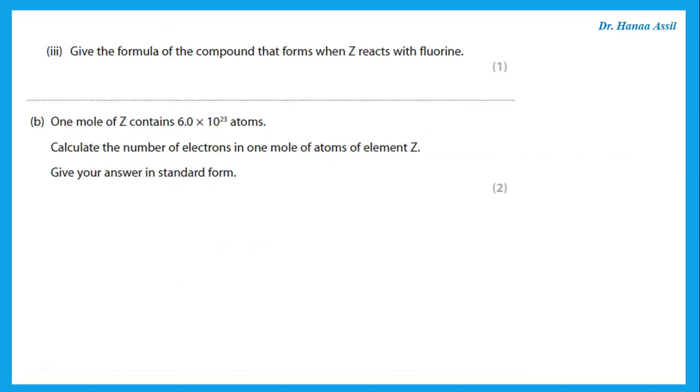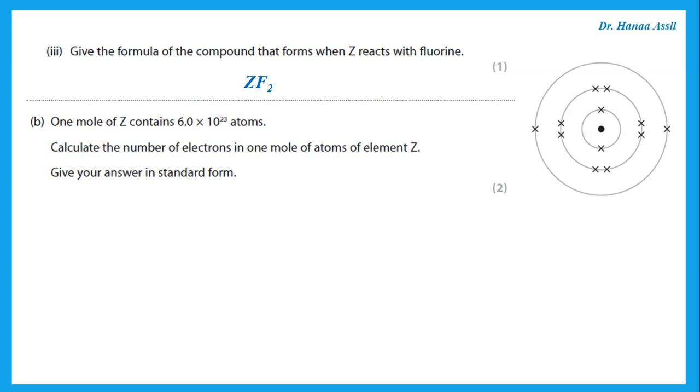Give the formula of the compound that forms when Z reacts with fluorine. Well, we look at Z. How many electrons in its outermost shell? It has 2. That means it is something in group 2. That means when it reacts, it needs to lose 2 electrons. You should know that fluorine is a halogen. It has 7 electrons in the outermost shell. It needs only 1. And that means 1 atom of Z should react with 2 atoms of fluorine, because it needs to give 2 electrons and each fluorine can take only 1.